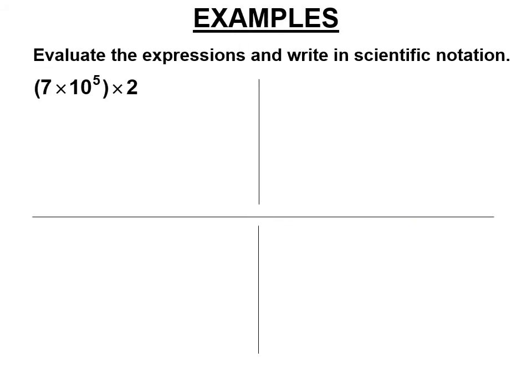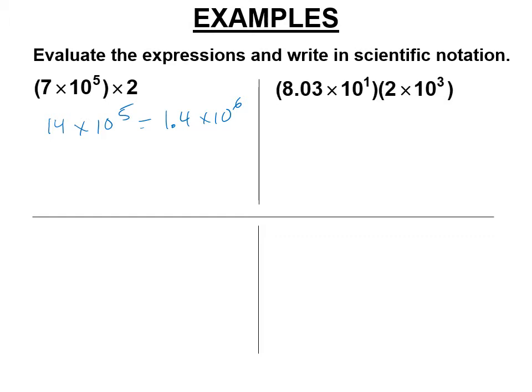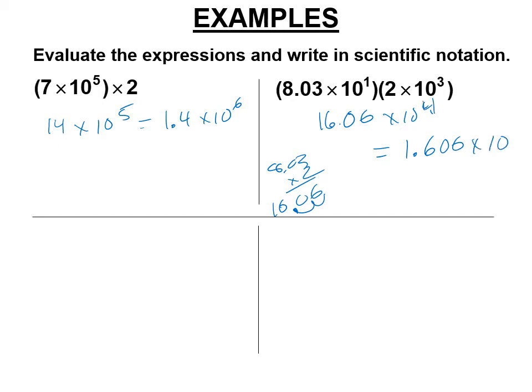All right, so let's do a little work here. 2 times 7 is 14. You're not allowed to leave 14 times 10 to the 5th. You write 1.4 times 10 to the 6th. 2 times 8.03 is 16.06. Add the exponents, times 10 to the fourth. We're not allowed to leave that. It's 1.606 times 10, and we've made this smaller, so we make that bigger, 10 to the fifth.